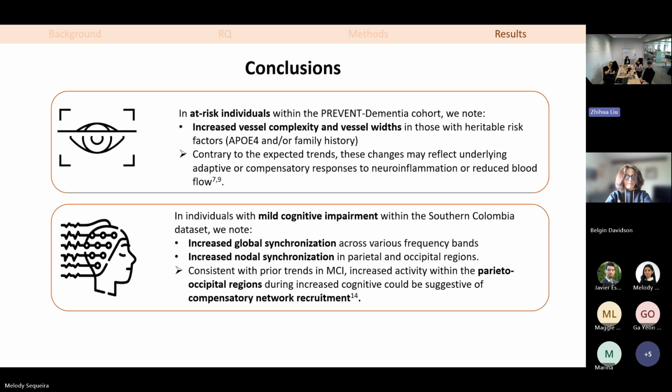And so overall conclusions from the sub-studies I did in the eye and the brain: in the eye, we see that people with heritable risk factors have increased vessel complexity and vessel widths. It could be understood as compensatory mechanisms or something to do with changes within the structure of the brain. Within individuals with MCI and EEG, we again see a similar pattern of compensatory mechanisms with higher activation during increased cognitive load.